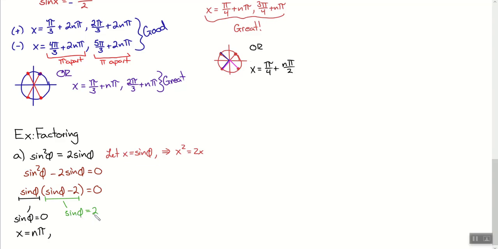This is never, never true, which means this solution that we would get from this factor is extraneous, and therefore it's garbage. We don't have it. There is no root based off of this factor. So the only solution that we have for this problem is n pi. And that's a weird statement because when I say the only solution, it's infinitely many of them, but it's from this one factor right here. Cool.